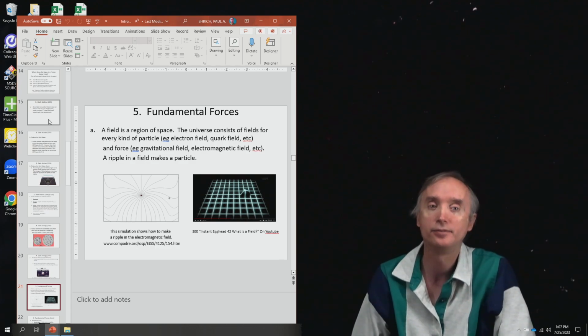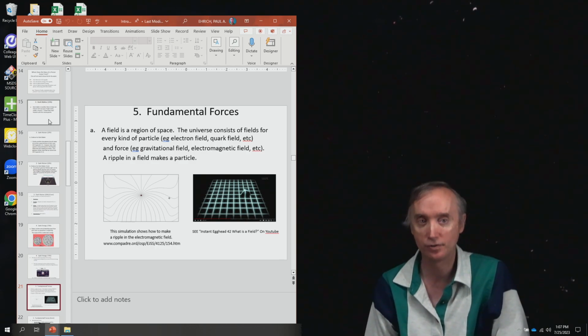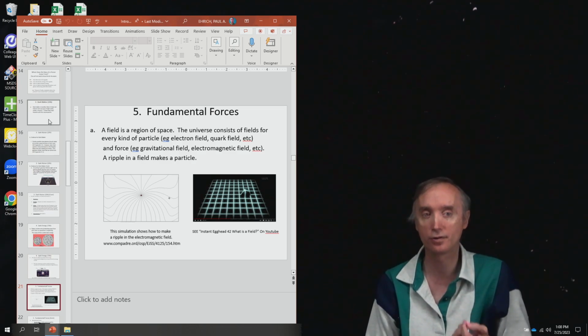And so, for example, when you wiggle the gravitational field, you get a particle called the graviton. When you wiggle the electromagnetic field, you get a particle called the photon. So these were particles that are created when a field wiggles.